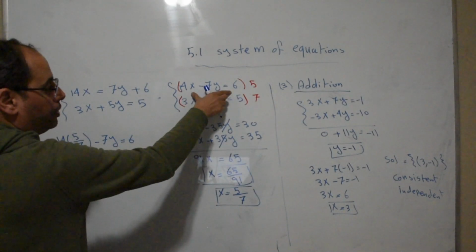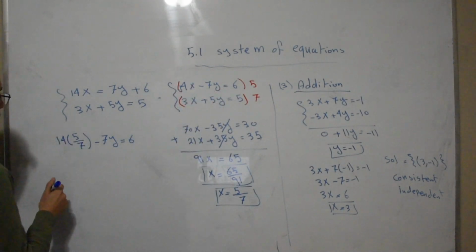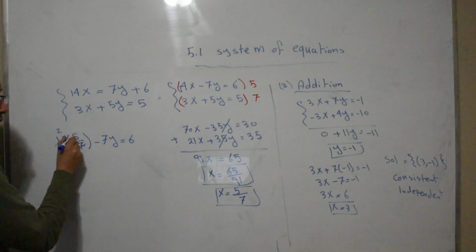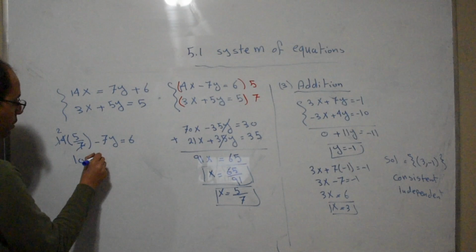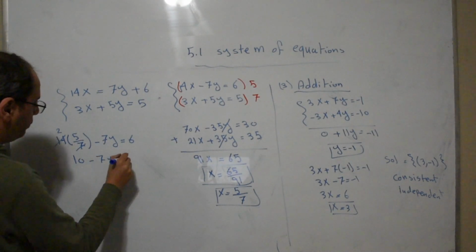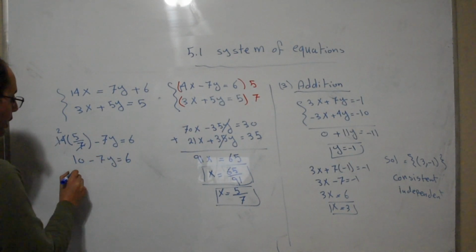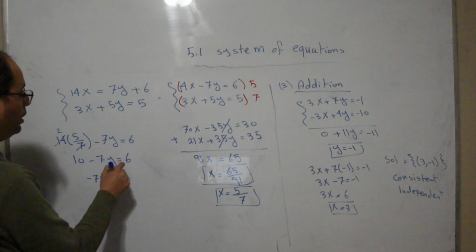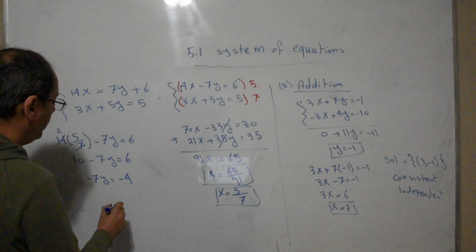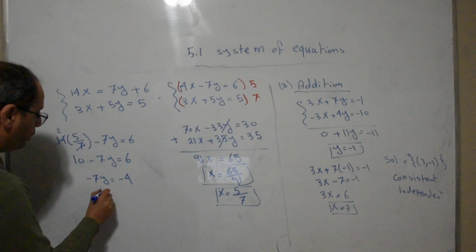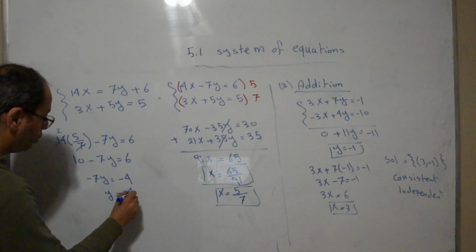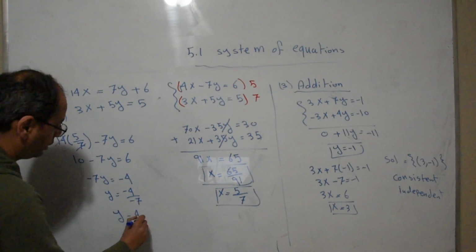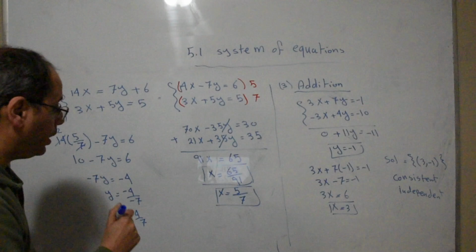So I got the original equation here. 14 divided by 7 is 2. 2 times 5 is 10. Minus 7y equals 6. Now I subtract 10. So I have negative 7y equals negative 10 plus 6, which is negative 4. Divided by negative 7, y equals negative 4 over negative 7. Therefore y is 4/7.